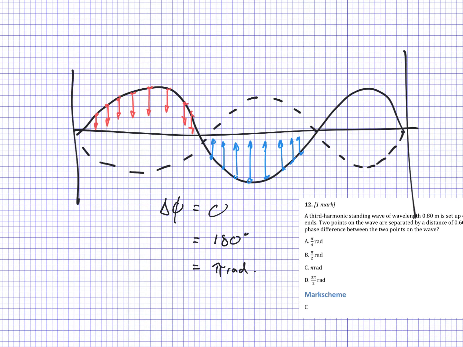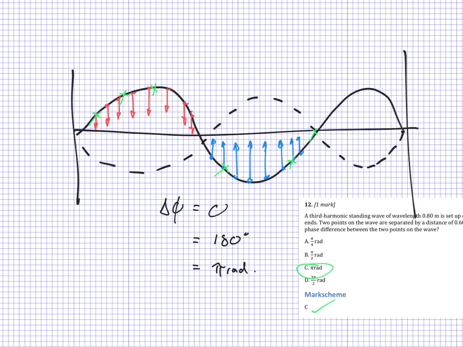Okay, so let's go back to our scenario. We have 2 points that are 60 centimeters apart. So as we showed in the previous diagram, they could potentially be here and here, or here to here, or here to here. Either way, the most likely example is that they're 180 degrees out of phase. We're comparing a red to a blue. And so if that's the case, then the answer has to be C, which is what it's marked as.